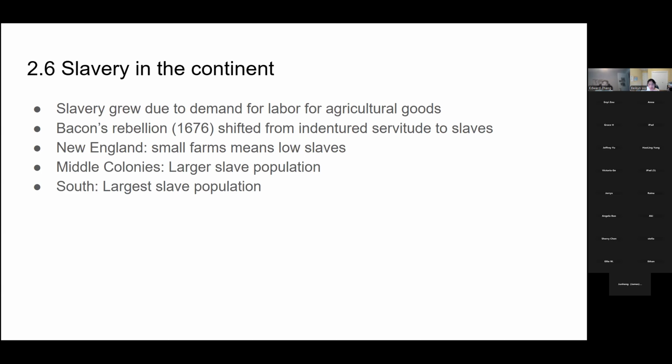And then 2.6 was all about how slavery, right, was an increasing issue in this continent. And we know that slavery grew because of the demand for agricultural goods, right? Like sugar. We mentioned how it was an expensive good. And since it was expensive, right, the supply would want to go up. They want to match the demand with the supply so they can make more profits. And then Bacon's Rebellion in 1676. I remember it because the date is pretty funny to me. And so this marked the shift from indentured servitude to the use of slavery.